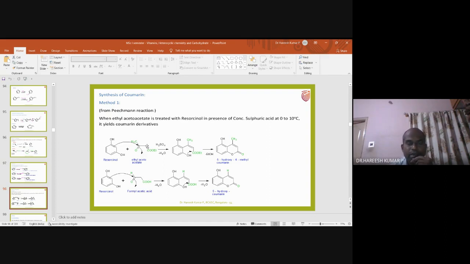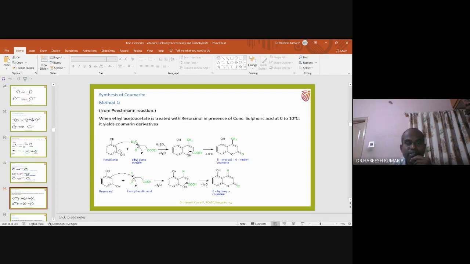This is an active methylene compound. So here, ethyl acetoacetate, when it is treated with resorcinol, what is happening? There will be a new bond formation, more particularly between this carbon and this carbon. How does the bond form? The pi electrons present in the benzene ring form a bond to this carbon. Once there is a new bond formation, this carbon attains a positive charge. Then there will be a removal of this proton and regeneration of aromaticity.